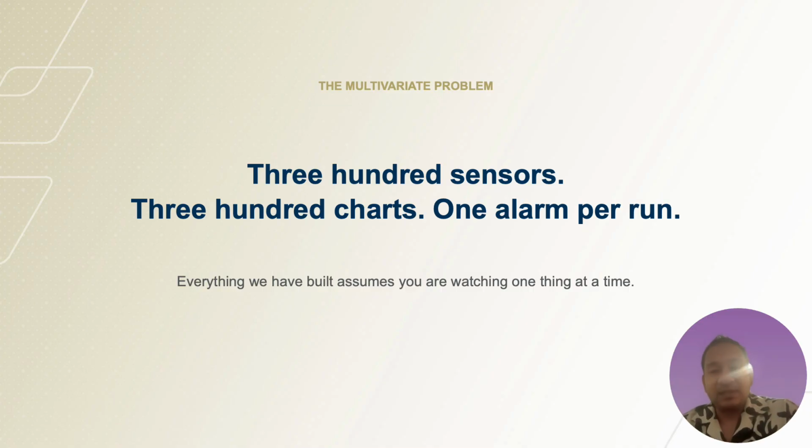The first is multiplicity, a pure counting problem. Enough charts and something is always alarming. Second, correlation. The sensors are not independent, so a set of individually unremarkable readings can be jointly impossible. Let us take them in order.